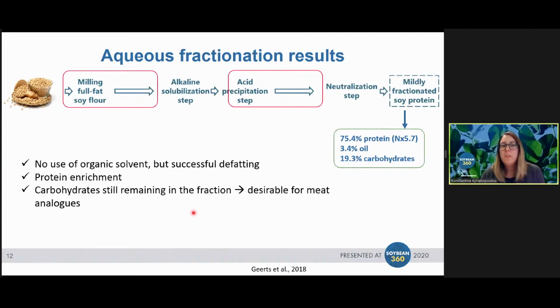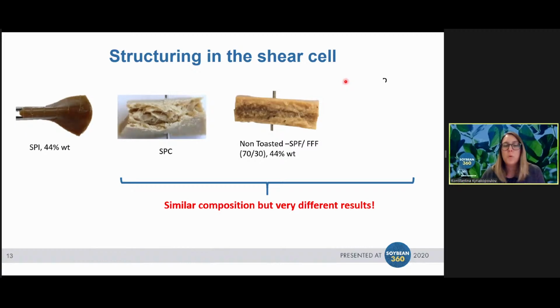We tested this product in our CIRCEL equipment, and we compared it with a protein concentrate and a soy protein isolate. We mixed our product with full-fat flour to recreate the composition of the soy protein concentrate, which we knew was a successful ingredient. But after the structuring in our CIRCEL device, we didn't see any fibers. Although the sample was quite juicy, no fibers were seen.